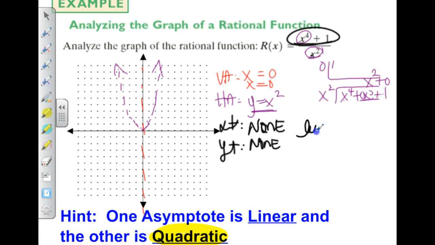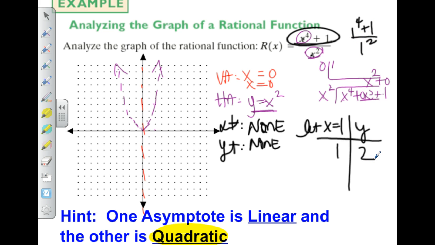So when there's no x-intercept or y-intercept, there's no point. I would just do a quick let statement, and let's let x equal 1 and see what happens. If we let x equal 1, we get 1 to the 4th plus 1 over 1 squared, so that's just 2. So I'm going to go over 1 up 2. There's a nice point, and then from that point, I'm going to swoop toward the asymptotes. And I can't cross that, the red one, so this kind of is in here. And believe it or not, this does have symmetry.